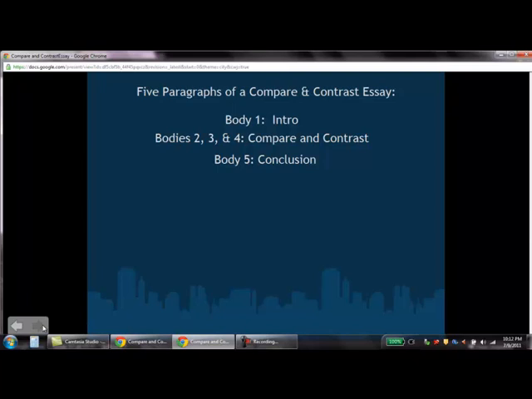To recap, compare is examining the similarities of two or more things. Contrasting is examining the differences of two or more things. Then you got your 5 sections, your intro, your 3 bodies, and your conclusion. So that is your compare and contrast essay.